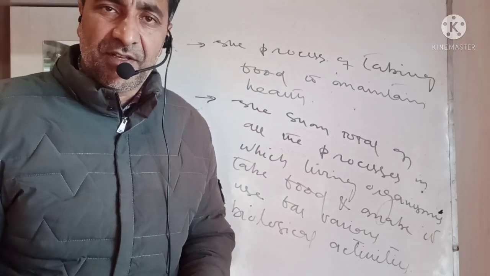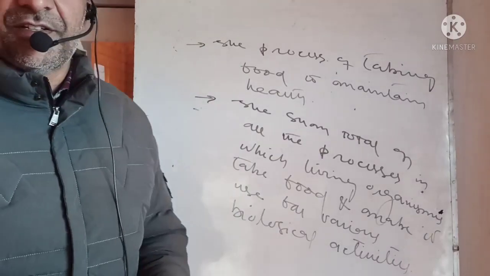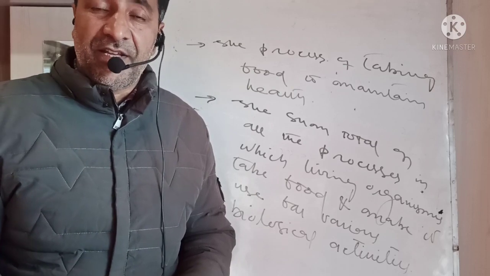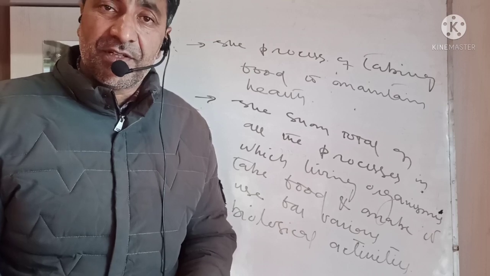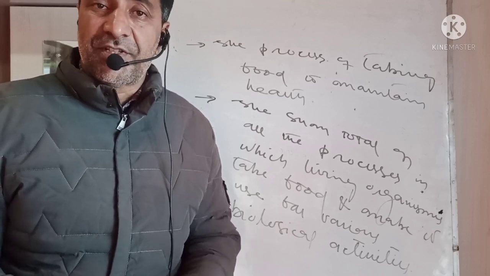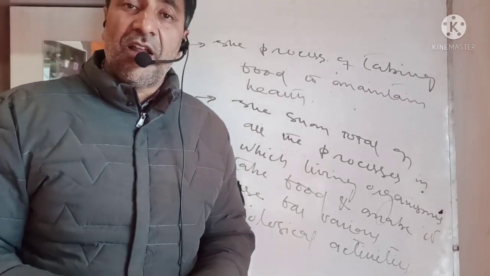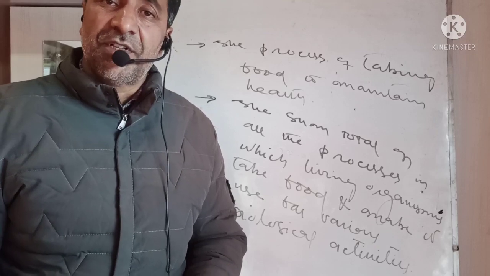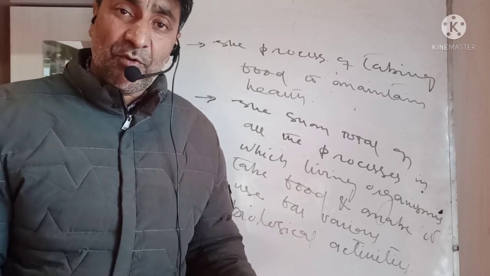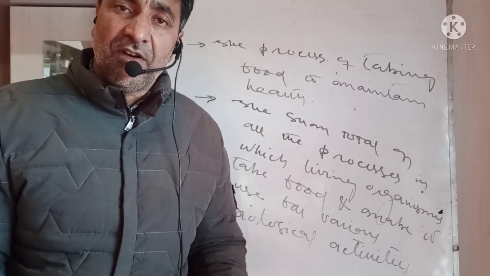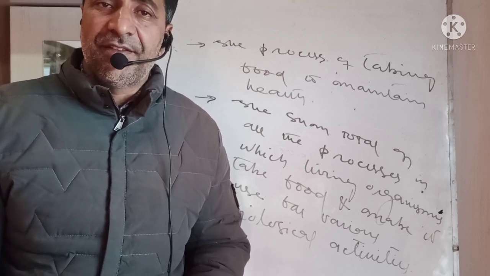There are many processes. Suppose we first take food. This is called ingestion. Then the food gets digested. That is another process called digestion. Then the digested food gets absorbed into the blood. That is called absorption. Then the digested food reaches cells where it gets assimilated. That is called assimilation. And some undigested food remains, that comes out. That is called egestion. So nutrition is the sum total of all the processes in which living organisms take food and utilize it in the body.